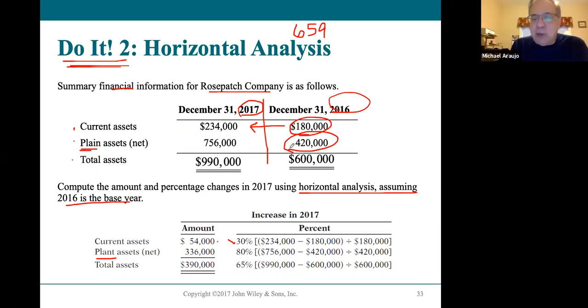So they had 420,000 of plant assets, and that increased to 756. That's a whopping 336,000 difference on top of a base of 420. 420, get it? The base of 420. And it is 420 today. I hope no one choked up at 420. But here it is. It's an 80% increase in plant assets. And that's anything but plain.